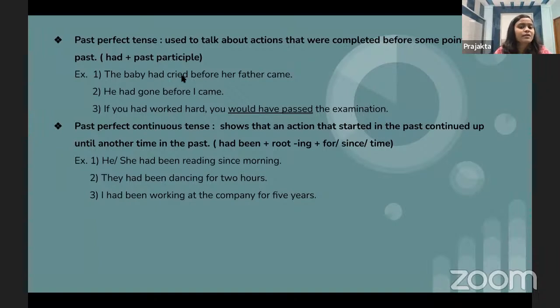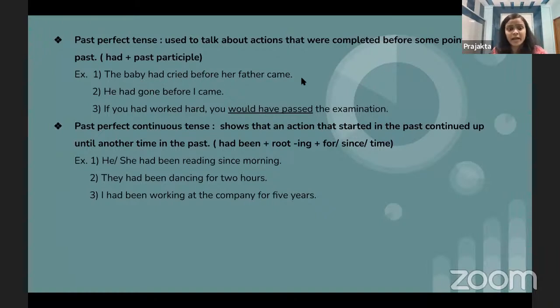Okay, so see the example. The baby had cried before her father came. Okay, the baby had cried. ED form है whenever we use had as the helping verb. Okay, so उसके बाद में जो main verb आता है, we have to use the past participle after the helping verb. Okay, the baby had cried before her father came. जब उसके फादर आए तब वो बच्ची रो रही थी. ठीक है. The baby had cried before her father came.